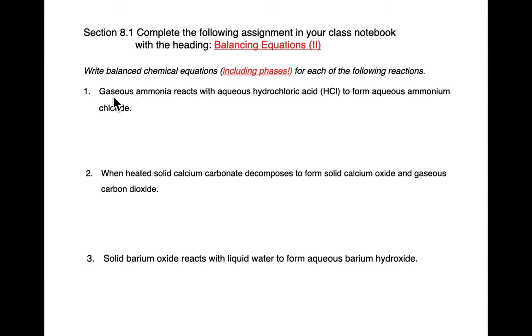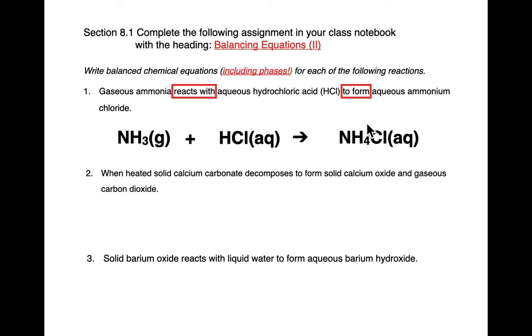Gaseous ammonia. Okay, so gaseous ammonia would be simply ammonia gas. Reacts with, so that means that we have something reacting with the ammonia. So reacts with, positive sign, aqueous hydrochloric acid. To form, our arrow. Remember, there are many different ways we can refer to the arrow. We could say these reactants produce, form, make, so be prepared for other terms besides form. To form aqueous ammonium chloride.